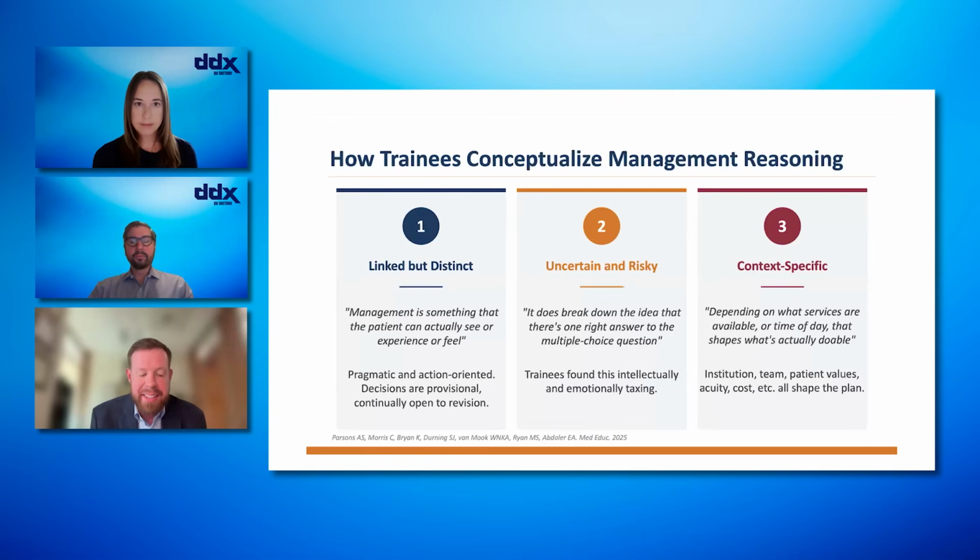And third, they recognize the context specificity, which we've talked about. As one resident put it, depending on what services are available or time of day, that shapes what's actually doable. And so you can see the institution-specific culture, institution-specific practices, the team, what the patient values, acuity, cost, all shape the management plan.